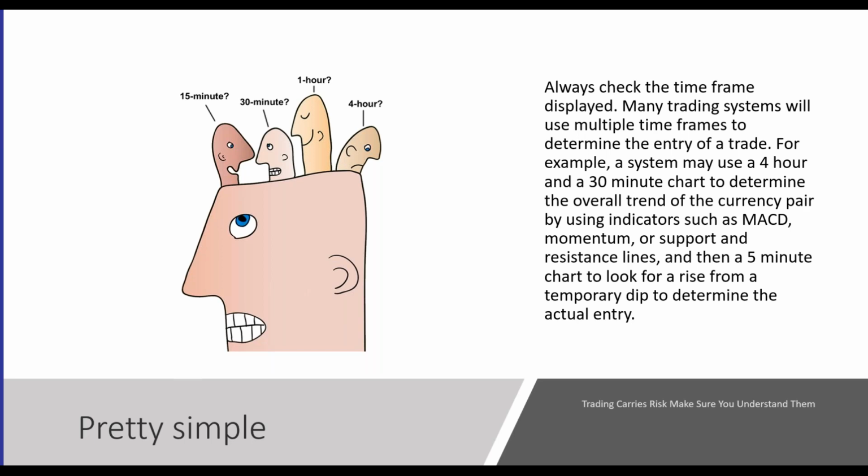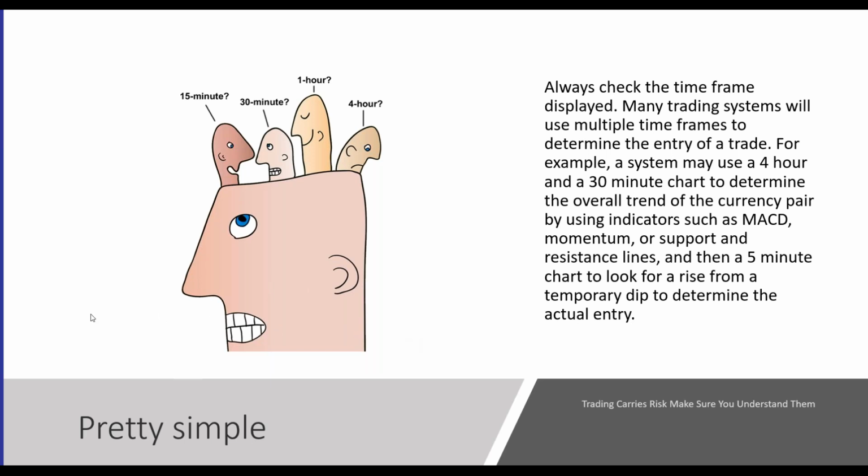Many trading systems will use multiple time frames to determine an entry for a trade. For example, a system may use a 4-hour chart and a 30-minute chart to determine the overall tendency of a currency pair by using indicators such as MACD and momentum or support and resistance, and then a 5-minute chart to look at the rise from the temporary dip to determine the actual entry point.